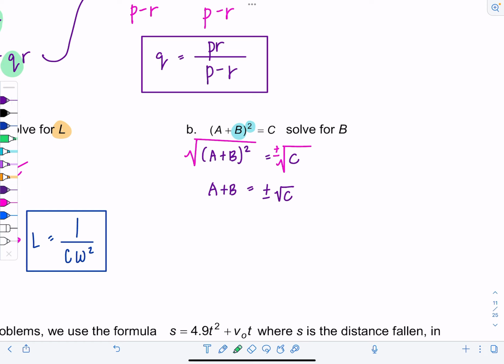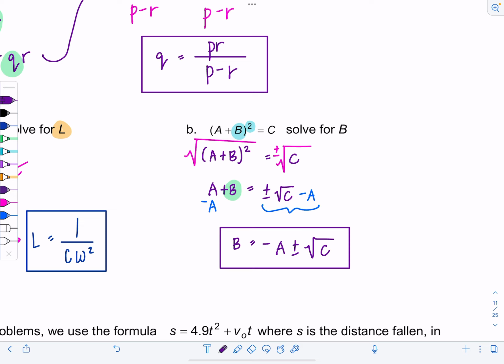And then I'm trying to get b by itself. So this time I'm going to subtract a. They're not being multiplied, so don't divide by a. Just subtract a. And then that looks a little ugly. So the way we usually write our final answer is we would have negative a plus or minus rad c. Kind of similar to how we have it when we use the quadratic formula, right? You want that plus or minus square root part at the end.